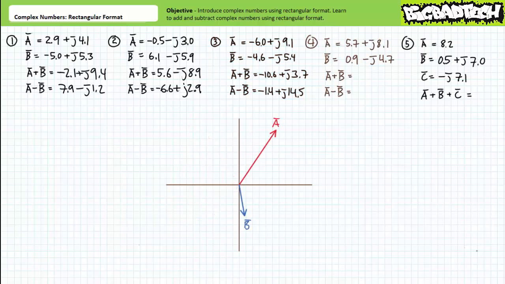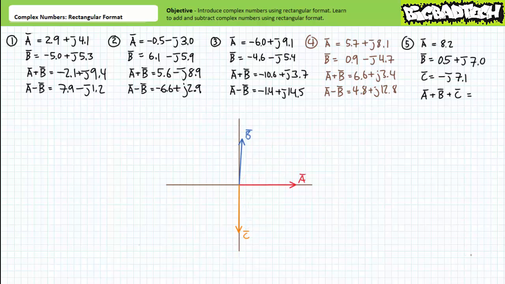For example problem 4, A has a value of 5.7 plus j8.1. This places us in the first quadrant. B has a value of 0.9 minus j4.7. This places us in the fourth quadrant. When we add A and B together, we obtain a combined result of 6.6 plus j3.4. If we subtract B from A, we obtain a difference of 4.8 plus j12.8.